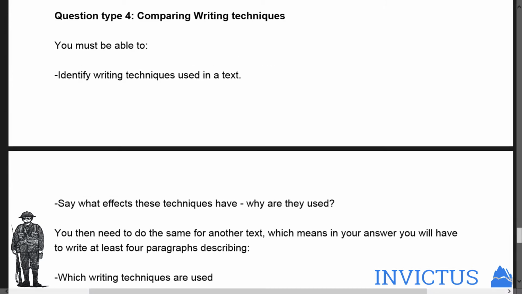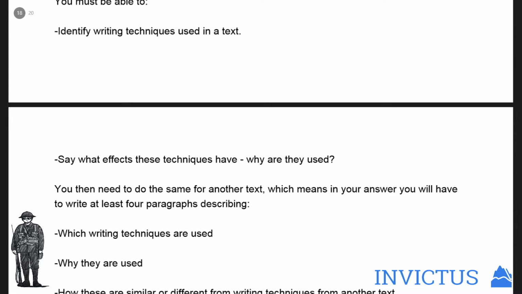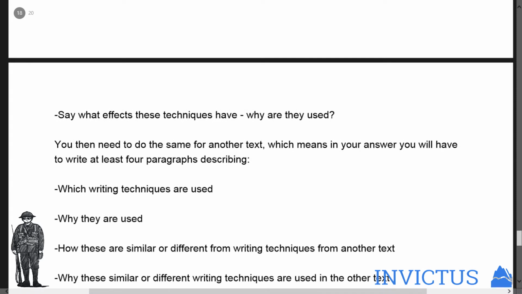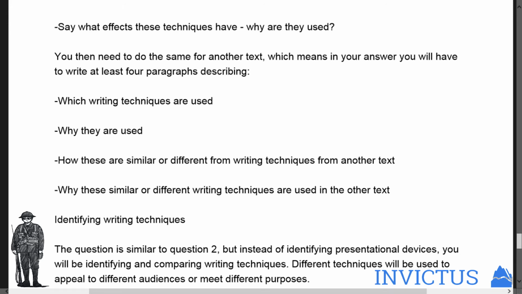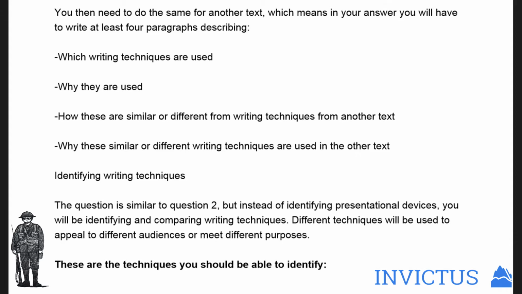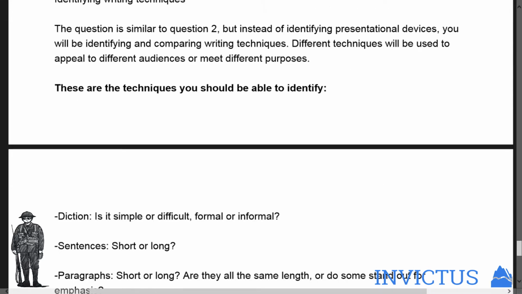So 4, comparing writing techniques. You must be able to identify the techniques and say what effects they have and why they're used. You then need to do the same for another text, which means in your answer you have to write 4 paragraphs. So you have to say which techniques are used, why they're used, how they are similar or different from another text, and why they are similar or different from another text.